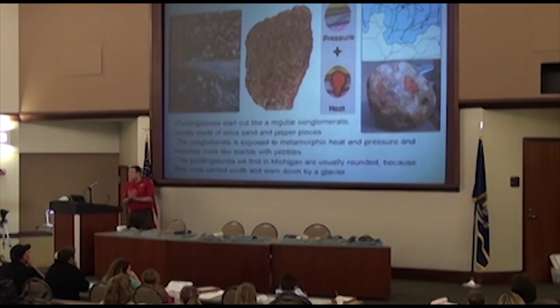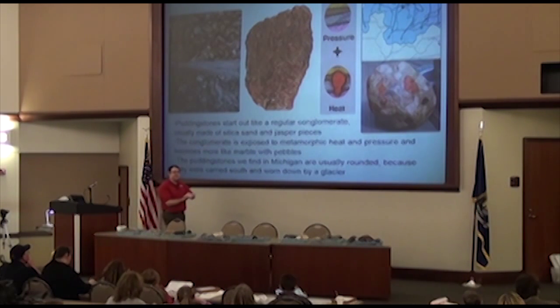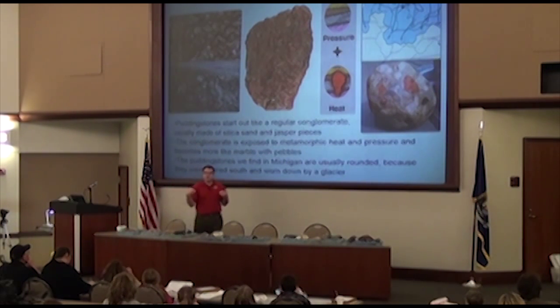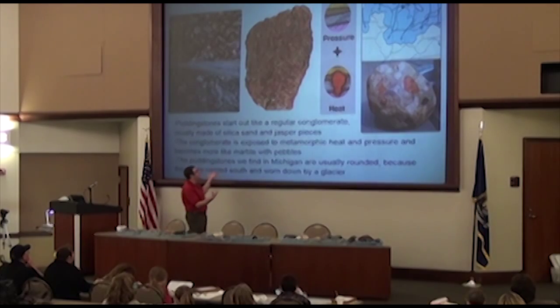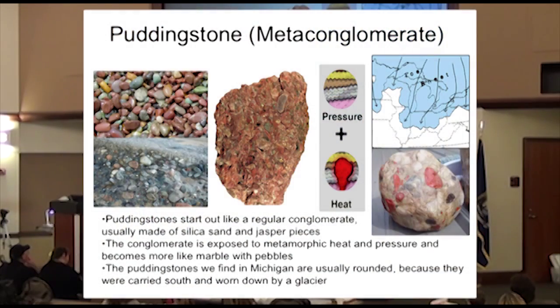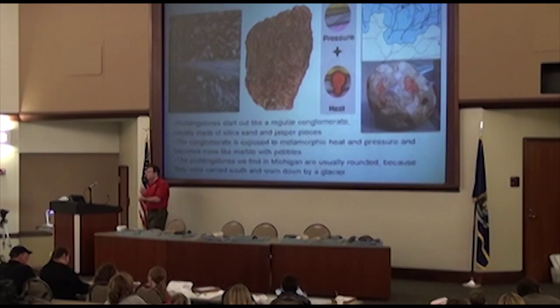All right, we're going to talk briefly about another thing. It's in your pamphlet along the lines of the sedimentary rocks, and it's actually a metamorphic rock. It's a metaconglomerate. So this material is called pudding stone. Pudding stone is a type of conglomerate that had heat and pressure exposed to it that made it more like a metamorphic rock. We find them in Michigan.